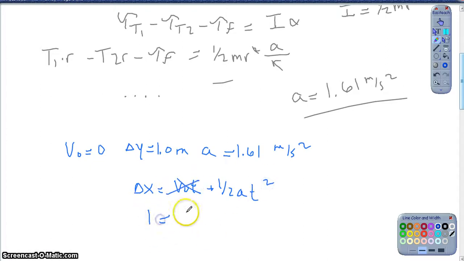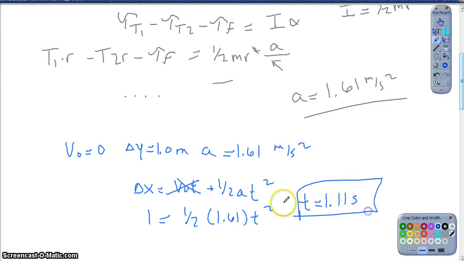Substituting the initial velocity for 0 simplifies that. My height of 1 equals 1/2 my acceleration of 1.61, and then times t squared. So solving for t, we get about 1.11. Started to read the acceleration again there for a second, but 1.11 seconds is how long it takes the system to reach the ground.